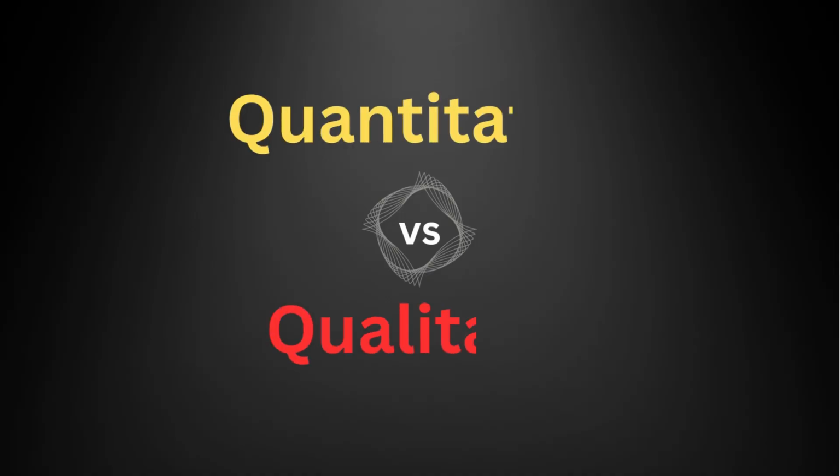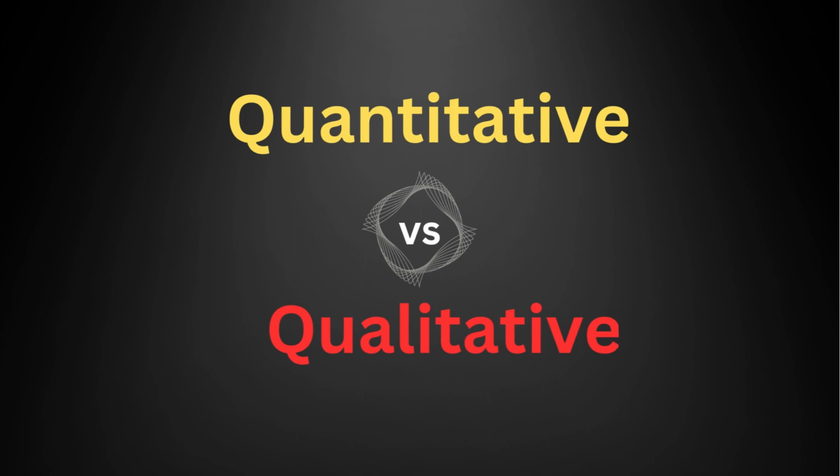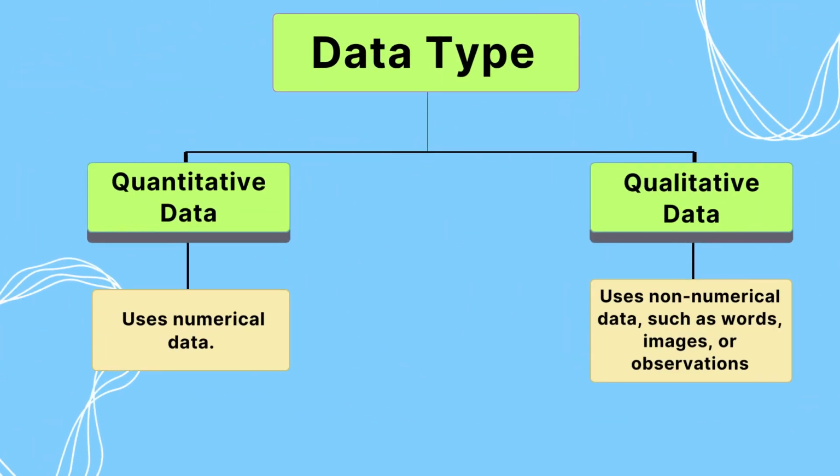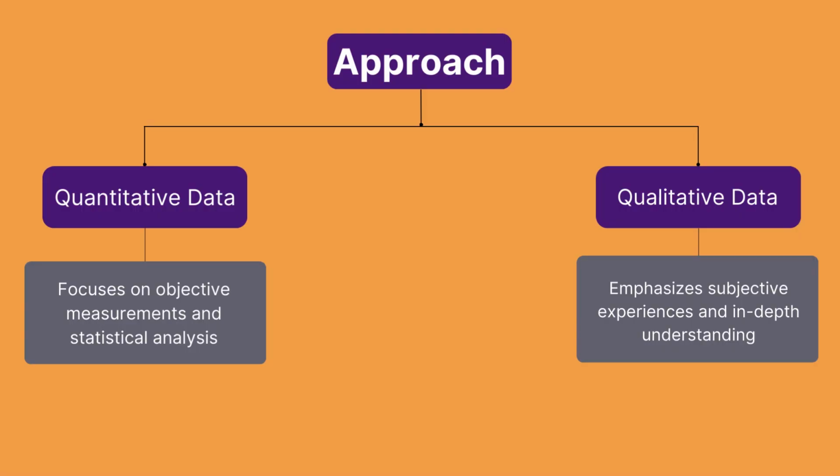Let's talk about a few of the key differences. Firstly, in the data type, quantitative research uses numerical data, whereas qualitative research uses non-numerical data such as words, images, or observations. Under approach, quantitative research focuses on objective measurements and statistical analysis. Qualitative research emphasizes subjective experiences and in-depth understandings.